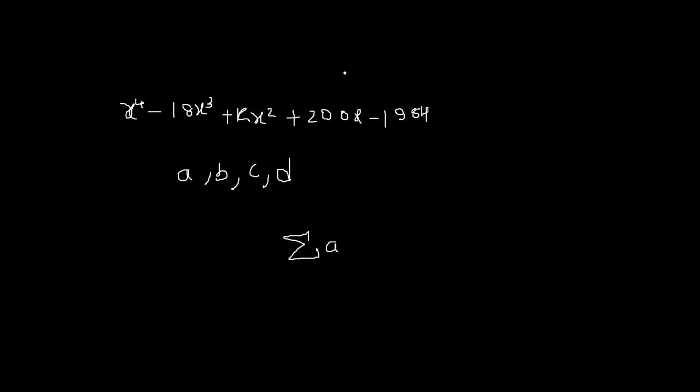Okay, so everybody already wrote the answer. Yeah, it is 18. How is it so? Because it is minus b by a, and here b is minus 18 and a is 1. So minus of minus 18 is equal to 18 only.